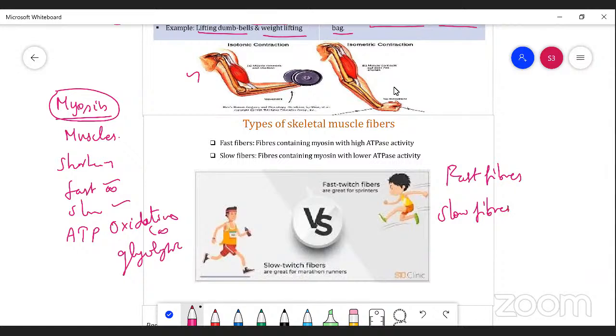Because of the presence of the myosin only, the rate of shortening, either fast or slow movement, will take place. In that time, they produce the ATP. This ATP molecule is needed only for the contraction of the muscles. Do you understand? One word answer: which is helpful for the contraction of the muscles? ATP molecules. Either oxidative, otherwise called glycolytic. Okay. So these muscle fibers based on the myosin, how many types? Two types. One is the fast fibrous, another one is the slow fibrous.